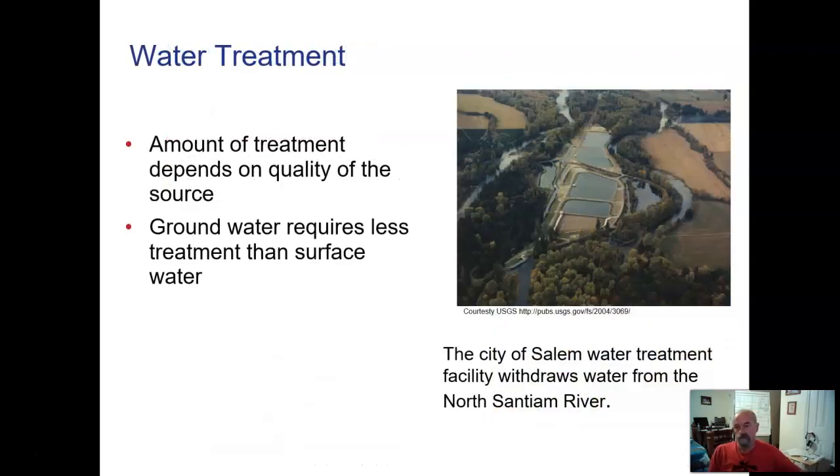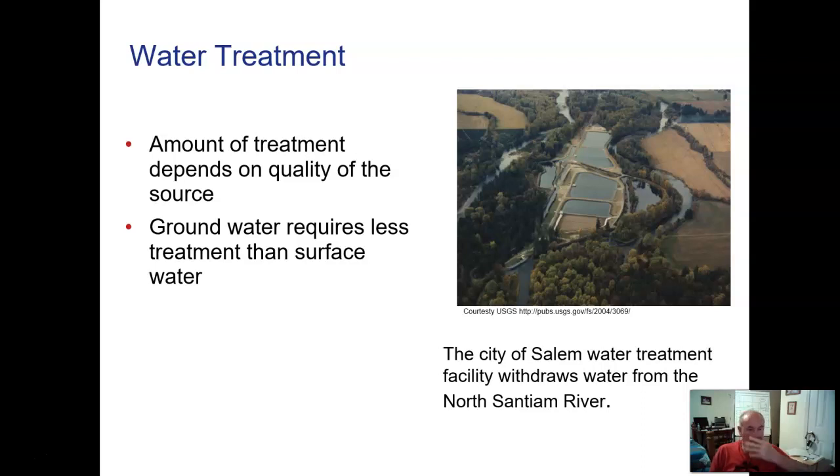Water treatment: the amount of treatment depends on the quality of the source. Groundwater requires less treatment than surface water. The method of the water treatment and the size of the plant are dependent on the quality of the water supply being fed to them and the water demand. In general, groundwater requires less treatment than surface water because surface water is exposed to more contaminants, pollution, and so forth, where water from some private well sources may require no treatment, because it's using ground and sediment to filter that water.